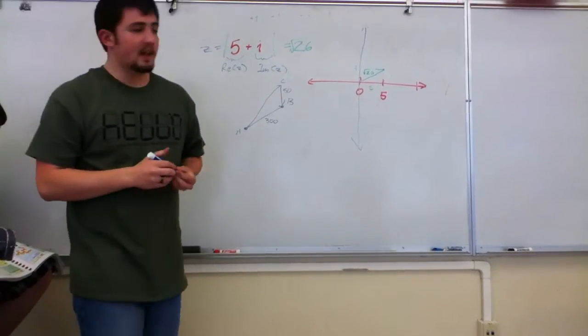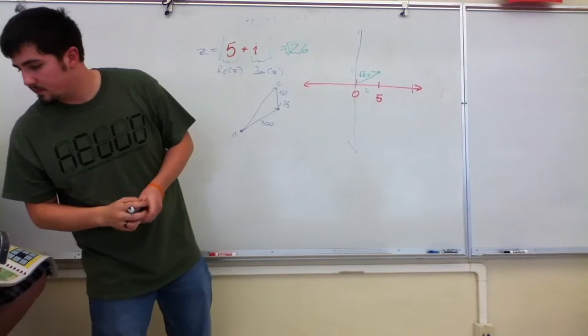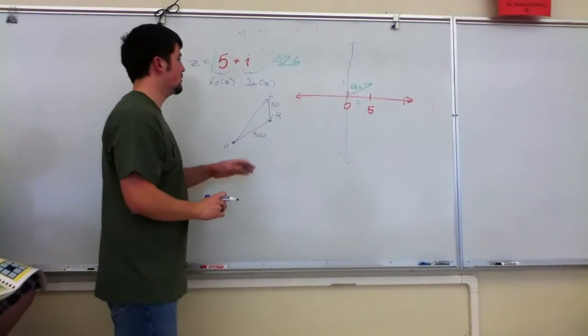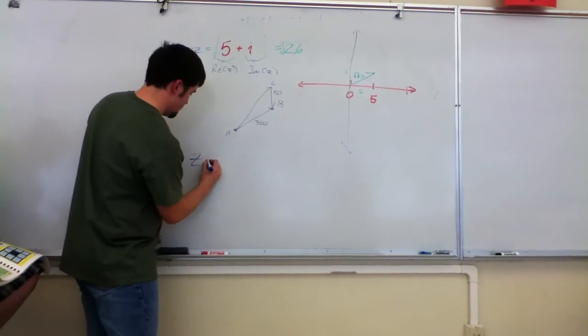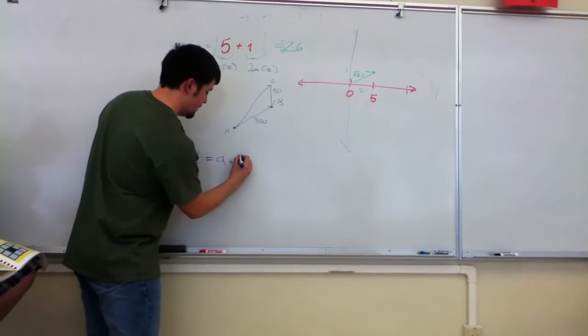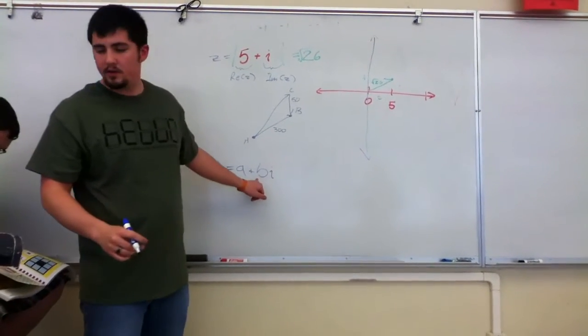And that's a cool thing about vectors. Vectors can be represented all sorts of different ways. One of them is what we did here, Z equals A plus B i. So this is one way you can represent it.